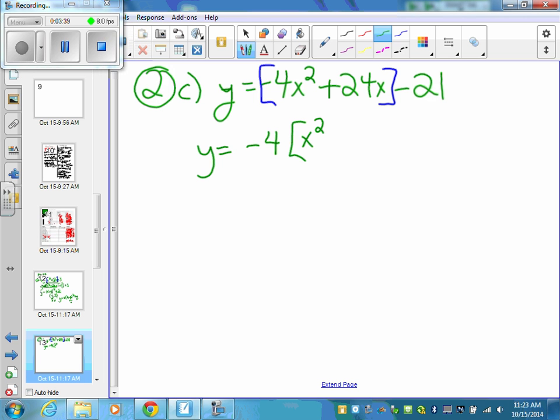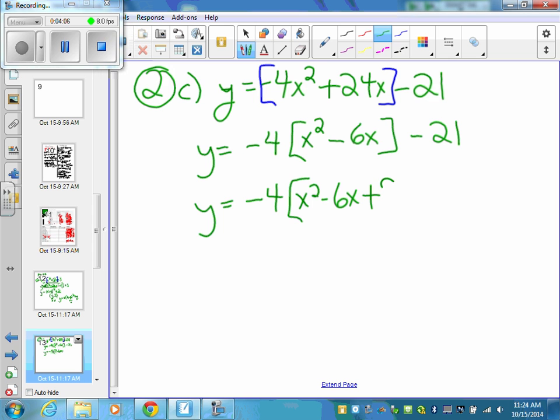I'm left with x squared minus 6x minus 21. Okay, so notice I did 24. I divided it by negative 4, so I'm left with negative 6. Now I'm going to try and make a perfect square. X squared minus 6x. Half of negative 6 is negative 3. Negative 3 squared is 9. So I need to add 9 and subtract 9 to maintain equality.